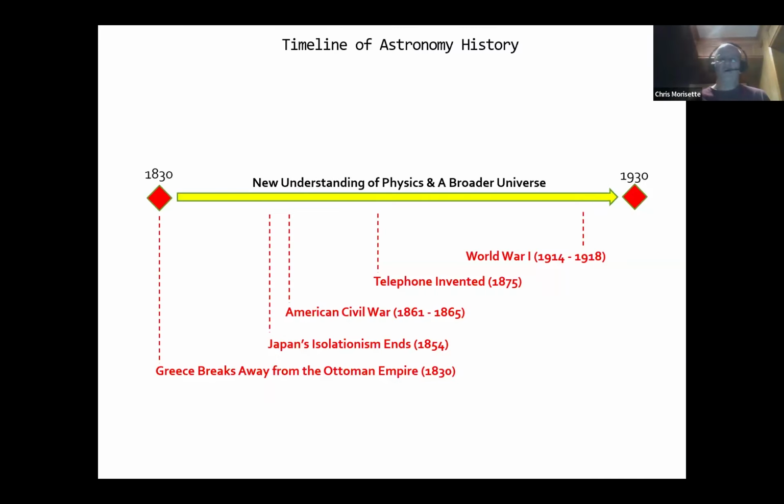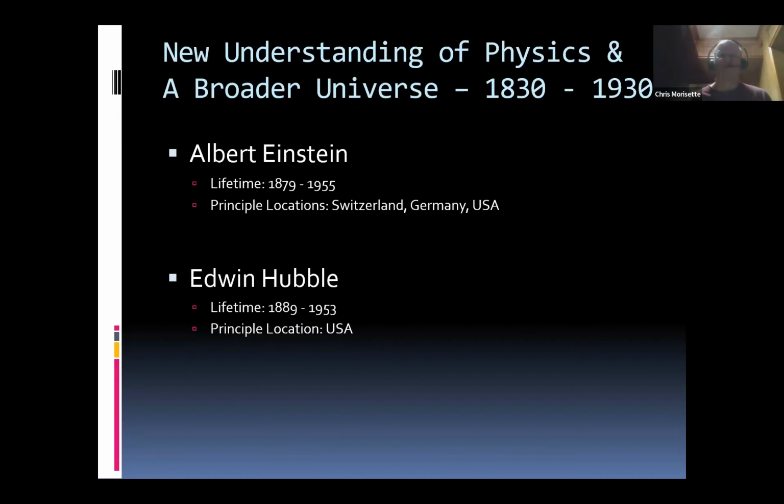Okay, so moving along, we're now going to hit on a time period that runs from 1830 to 1930 that I call a new understanding of physics on a broader universe. And this is remarkable stuff here as well. I'm still trying to get my mind wrapped around everything. Now, Albert Einstein and Edwin Hubble are who we'll really focus on here, but I did want to give an honorable mention to an individual by the name of William Huggins.